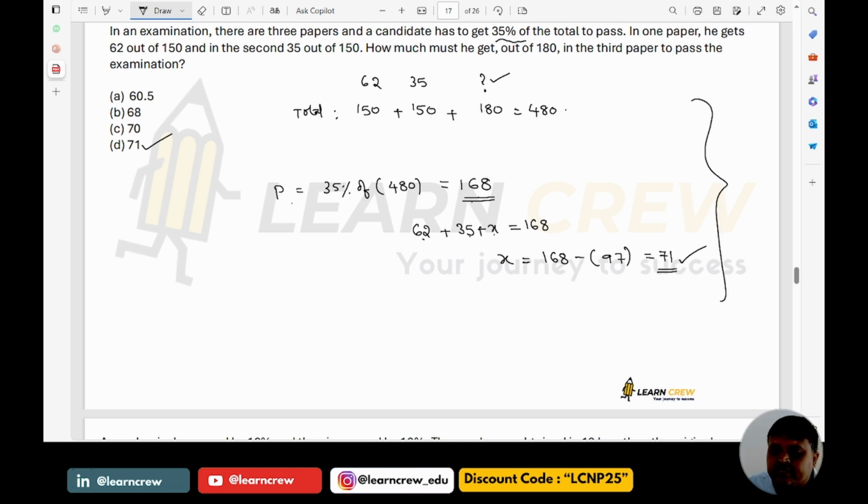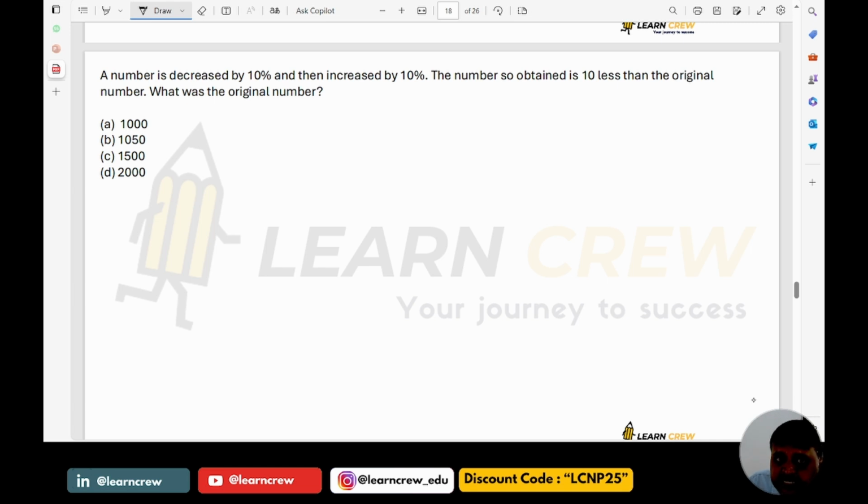Okay. Next one. A number is decreased by 10% and then increased by 10%. The number so obtained is 10 less than the original number. Please see here, I am taking the original number as 100. It is first decreased by 10% means it becomes 90%. It becomes 90% means 9 by 10.